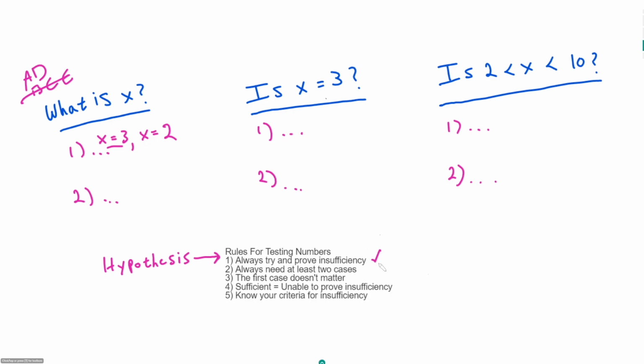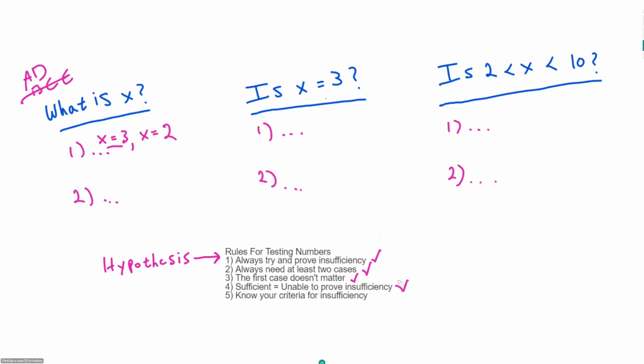So here, then, we said you always need 2 cases. So the first case doesn't matter. Come up with the easiest example possible. And then when you are answering sufficient when testing numbers, really what you were just saying is you were unable to prove insufficiency. So when I am selecting something as sufficient, usually I would say 3 examples is ideal, or if you really have the time, 4 would be great. 2 is less than ideal, but still better than nothing. But 1 example really tells you nothing.